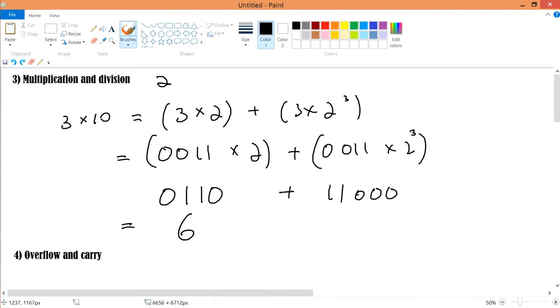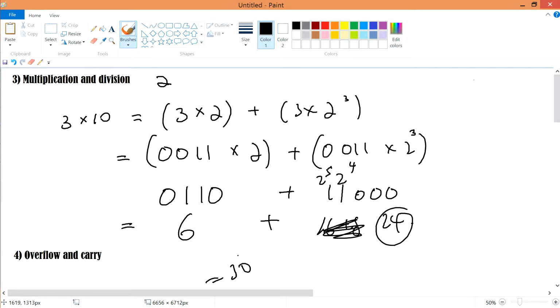Alright, but anyway, this is 6 plus 2 to the power of 4 plus 2 to the power of 5. So it's 16 plus 8, so this is total 24. So 24 plus 6 is equal to 30. You see, it's the same as this one.